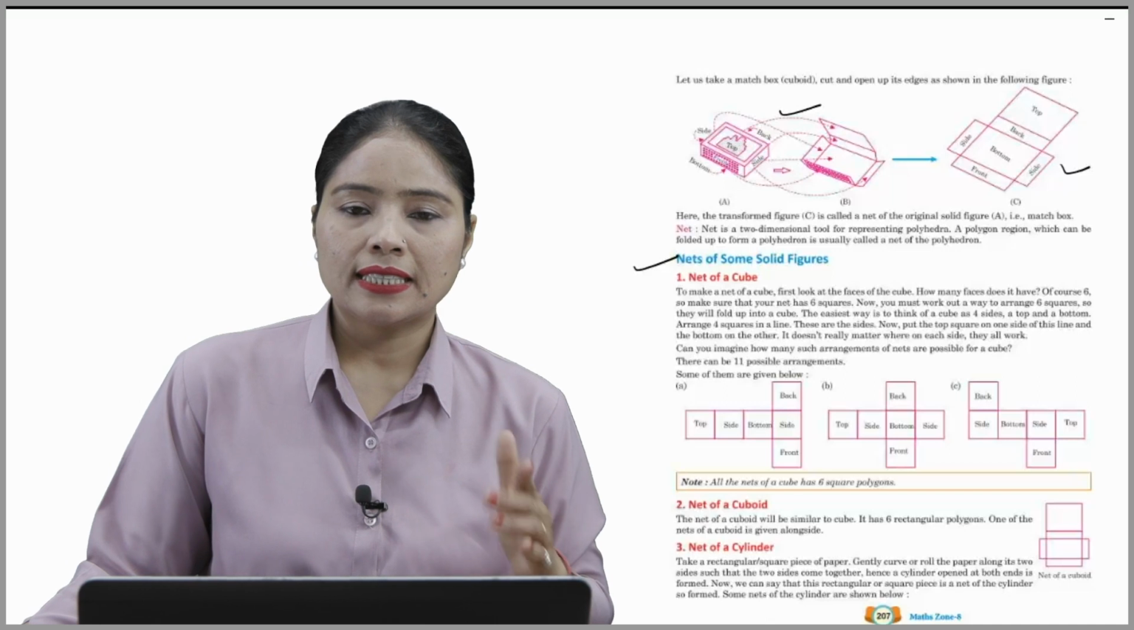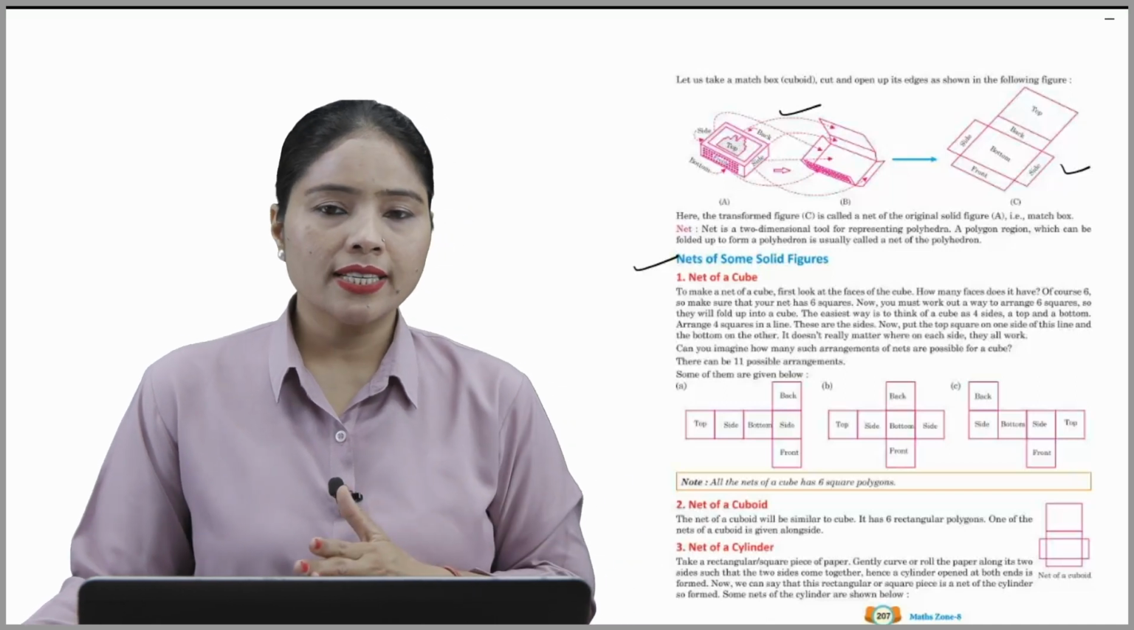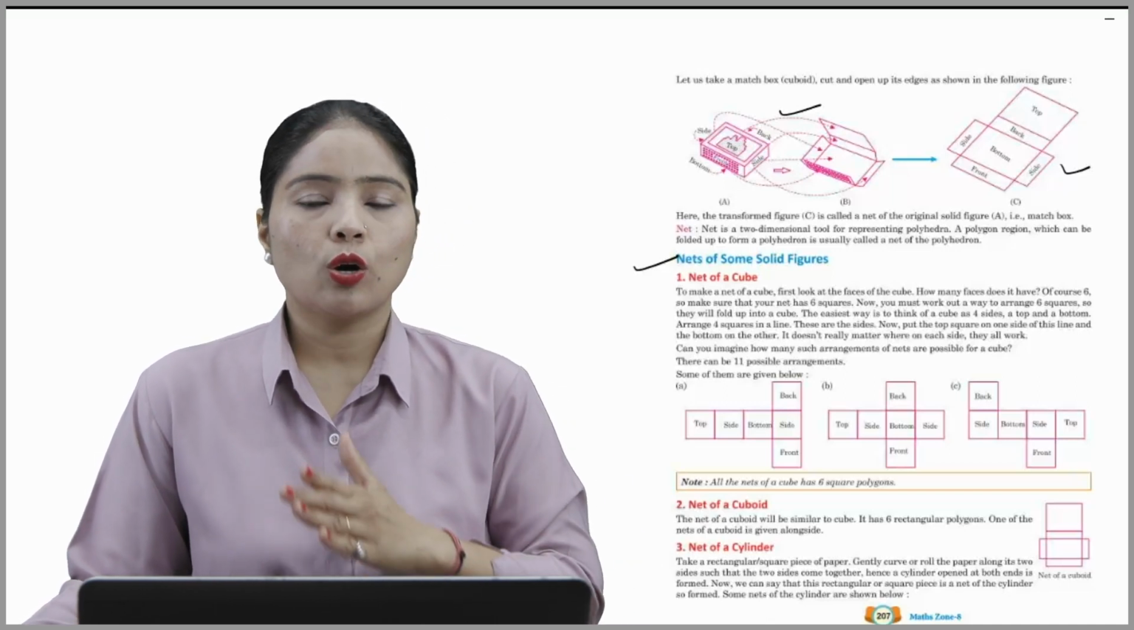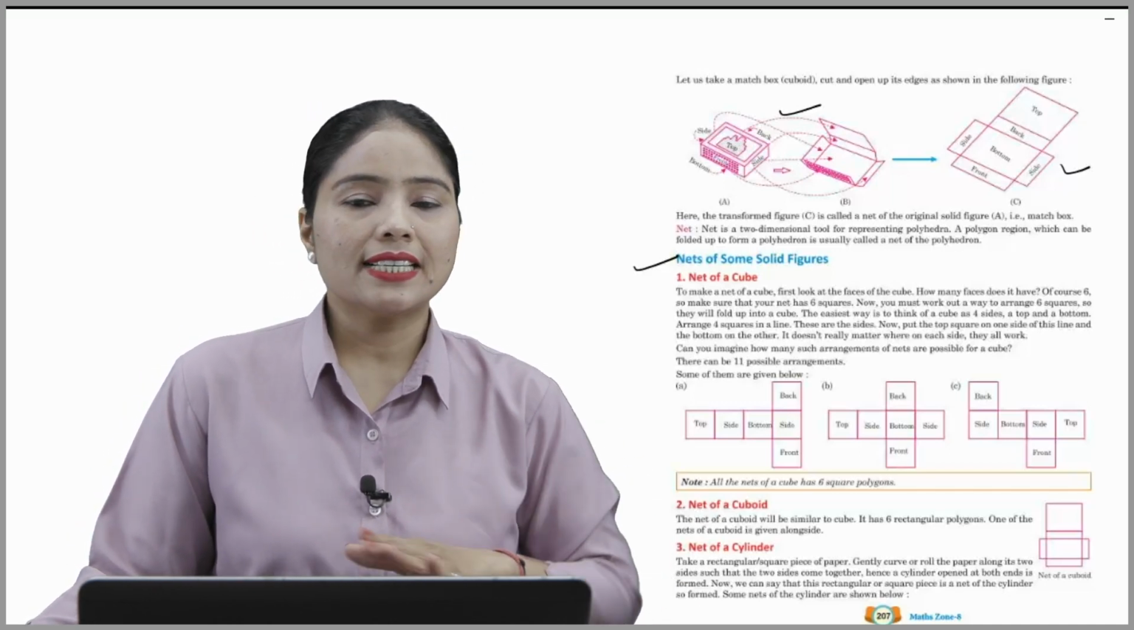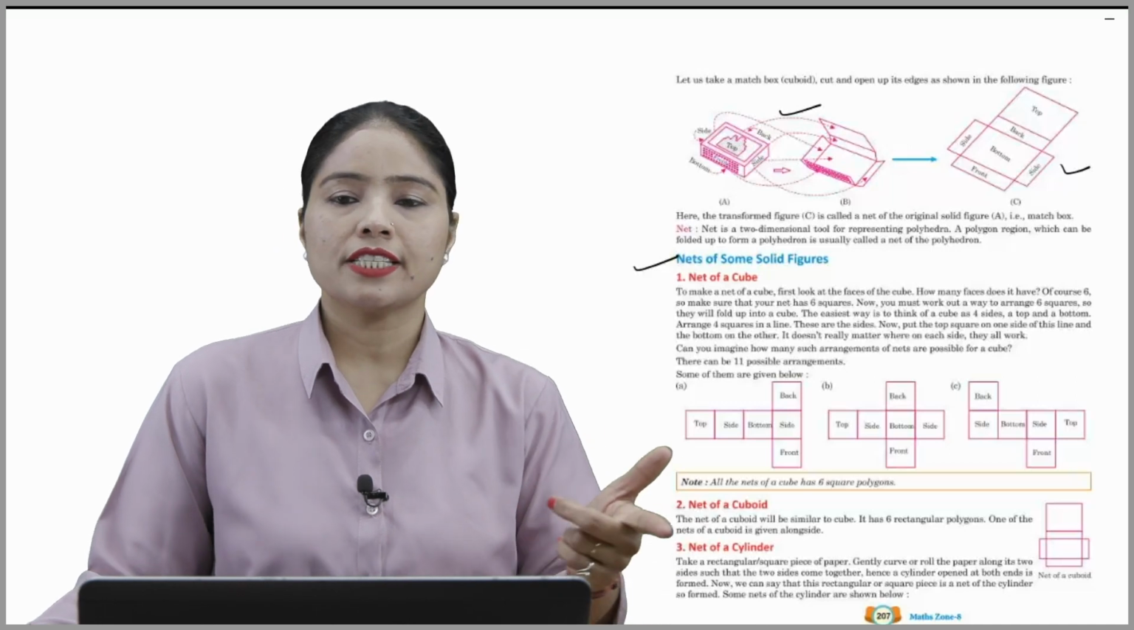Arrange 4 squares in a line. These are the sides. Now put the top square on one side of this line and the bottom on the other. It doesn't really matter where on each side, they all work.